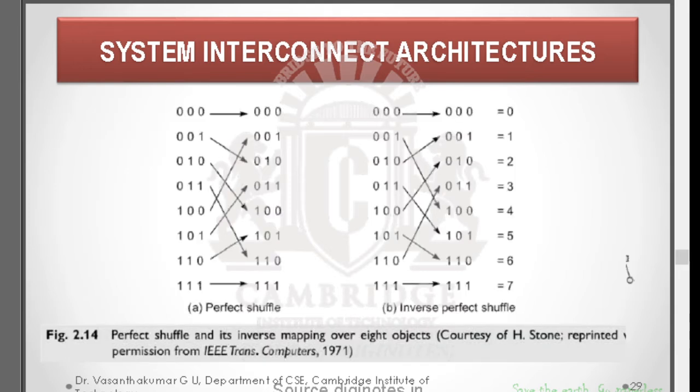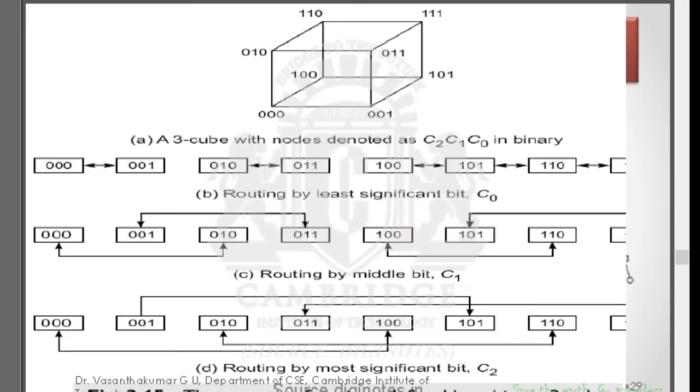This shows the perfect shuffle and its inverse mapping over 8 objects. So here we have 8 different objects. This is perfect shuffle and inverse perfect shuffle. How exactly shuffling is happening is shown in these two diagrams. So these diagrams are related to that only.